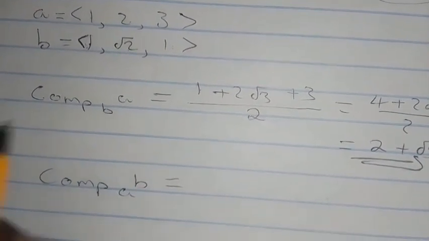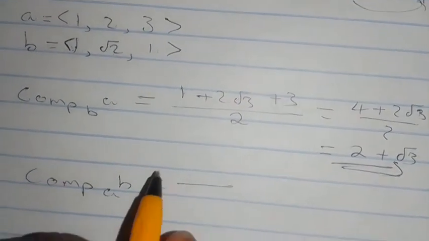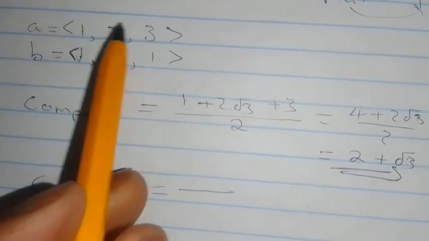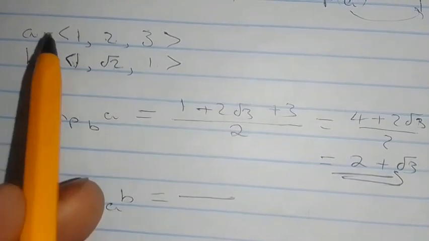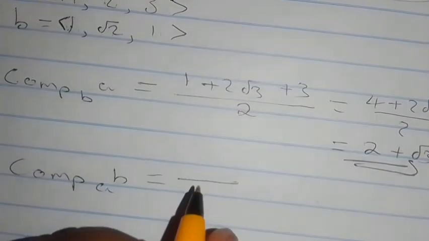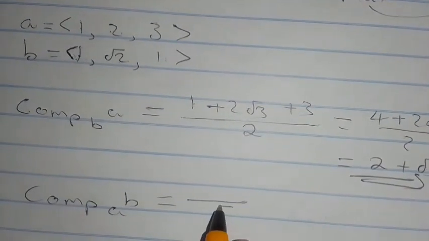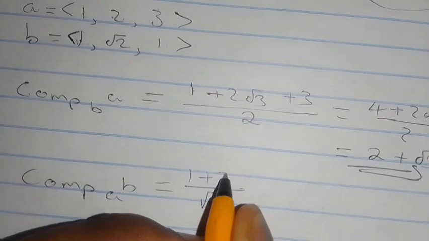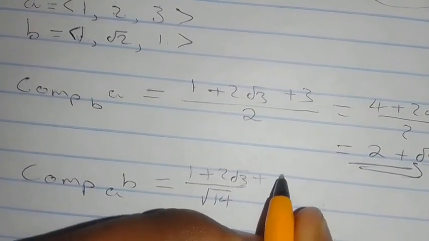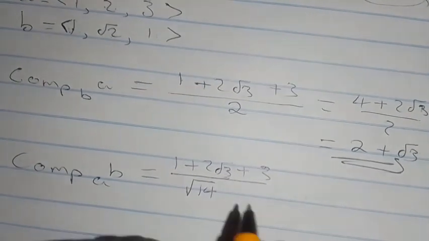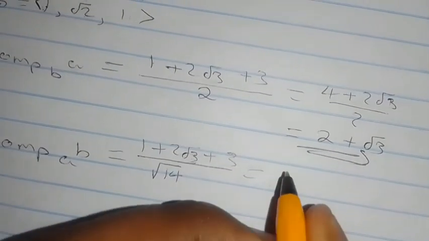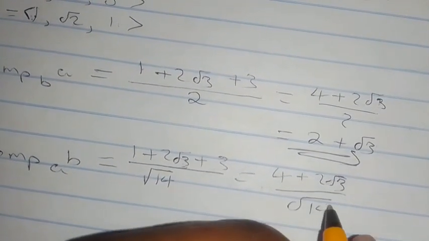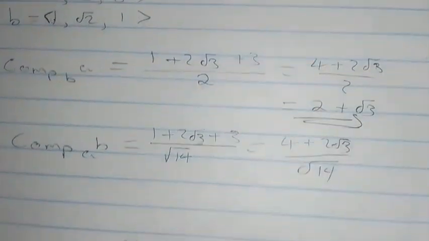And now if you look at this one, let me just show you what you're going to have. You're going to have the length of A. The length of A is just going to be 9 plus 4, which is 13, plus 1, that's 14. Then you have the square root of 14. 1 plus 2 is 3, plus 3, divided by root 14. So you have 4 plus 2 root 2 over root 14. And you can rationalize that if you want.